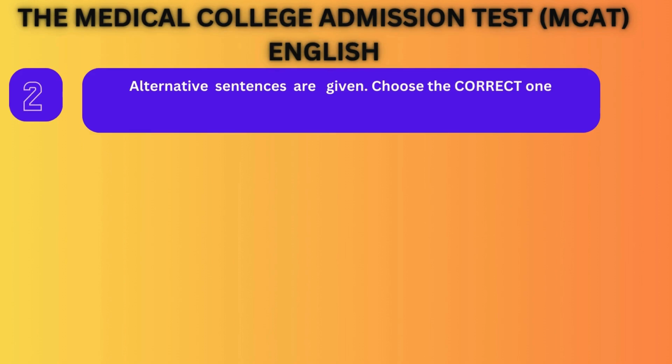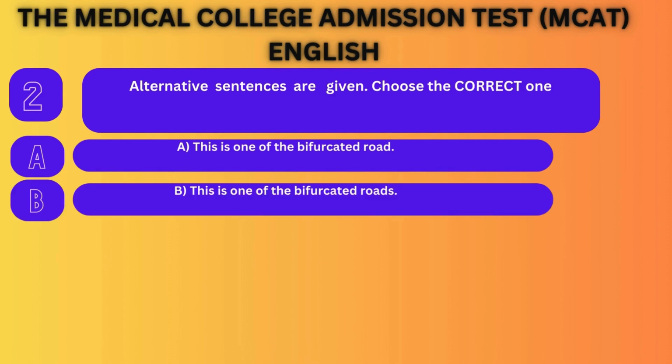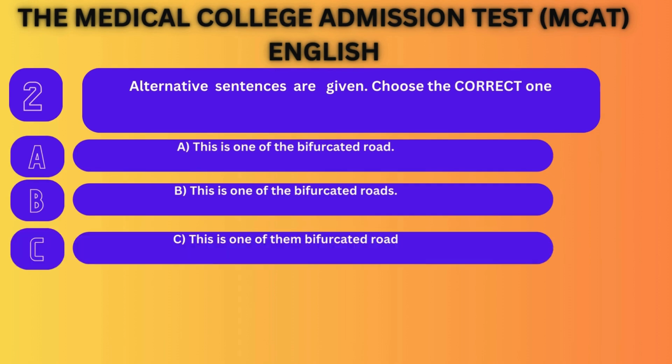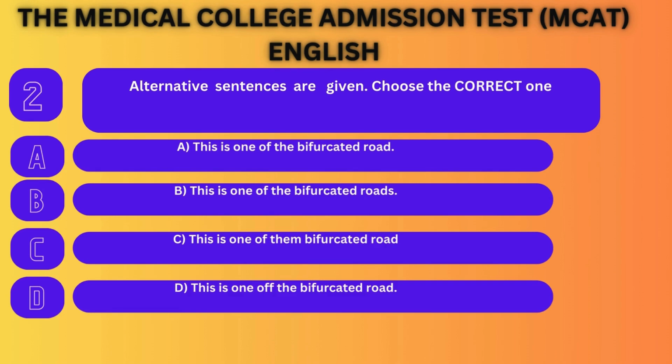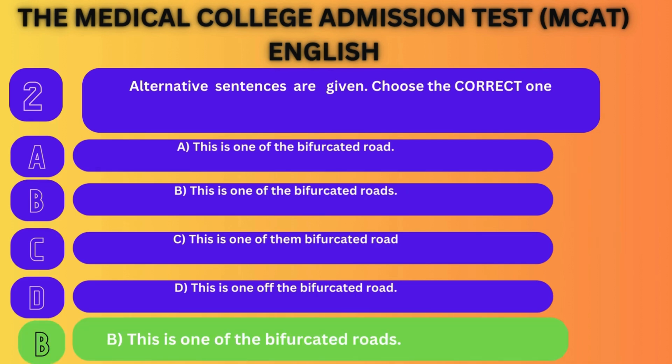Question number 2. Alternative sentences are given. Choose the correct one. Option A. This is one of the bifurcated road. Option B. This is one of the bifurcated roads. Option C. This is one of them bifurcated road. Option D. This is one off the bifurcated road. Correct answer is B.